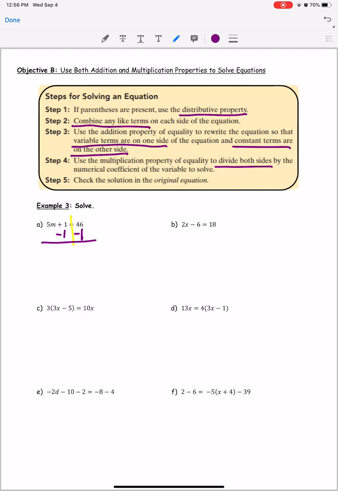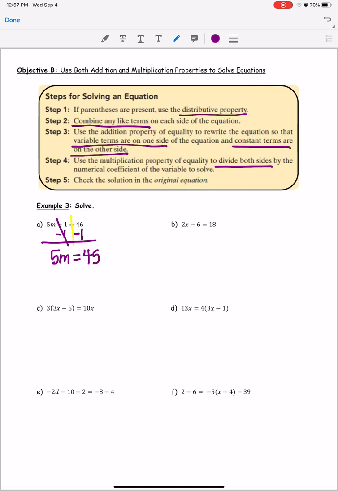So 1 minus 1 is 0. Those cancel out. But this time, I am left with a 5m. Over here, 46 minus 1 gives me 45. M is still not by itself. So now I have an additional step this time. So that's why it says to divide both sides by the numerical coefficient. So what's going on between 5 and m? Those are being multiplied together.